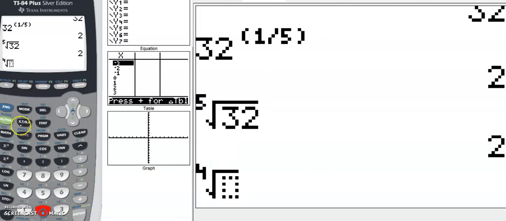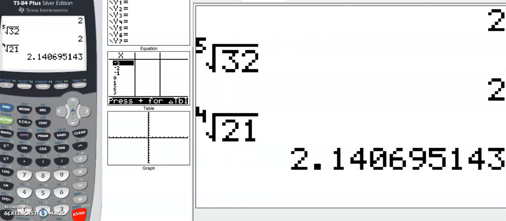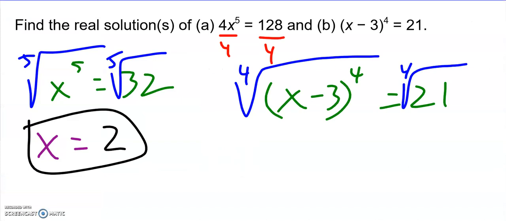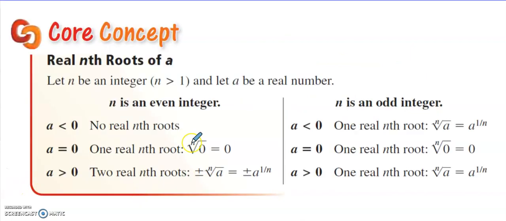So I do fourth root of 21. Since it's an irrational number, I'm not going to do anything with that. I'm just going to leave it as fourth root of 21. But what I do have to pay attention to is this was an even number, and if I have an even index, I need a plus or minus.